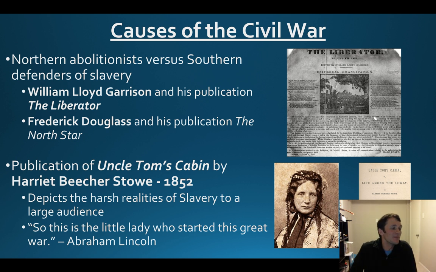Anyway, you have the Northern abolitionists and the whole rise of the abolitionist movement, and you have Southerners that are defending slavery, right? As far as abolitionists go, you're going to have this man named William Lloyd Garrison, who's going to publish what's called The Liberator, which is an abolitionist newspaper.